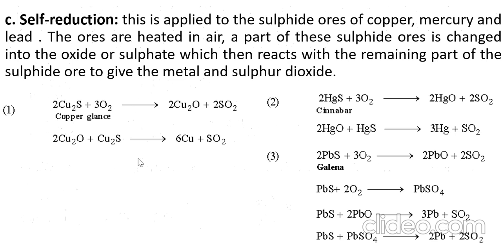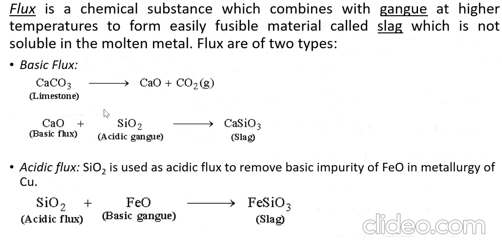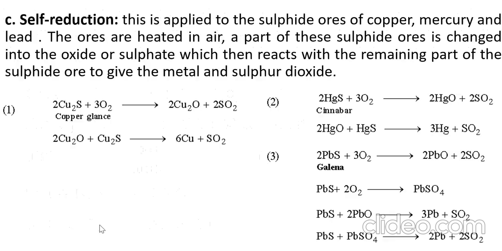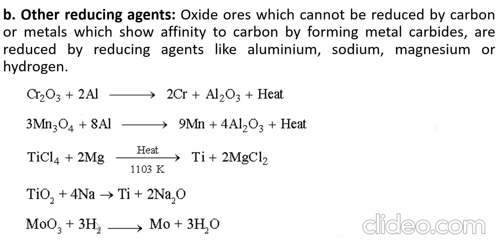Sorry, the next are other reducing agents. We have aluminum as reducer. Chromium or manganese ore can also be reduced by aluminum. Magnesium can also be a reducer apart from carbon, so titanium chloride ore can be reduced by magnesium. Titanium oxide ore can be reduced by sodium. These are other reducing agents: aluminum, magnesium, sodium, and also hydrogen. I'm sure you can see hydrogen.